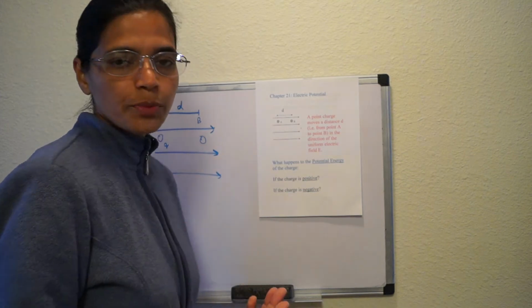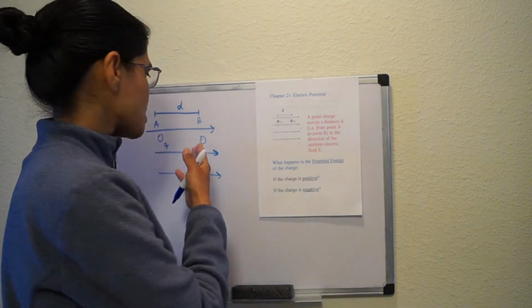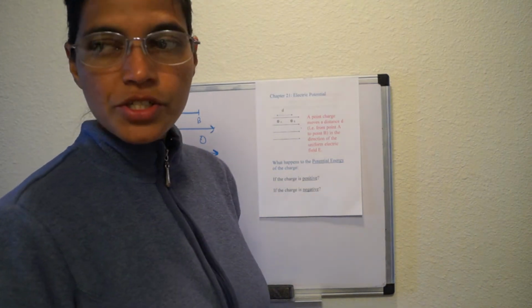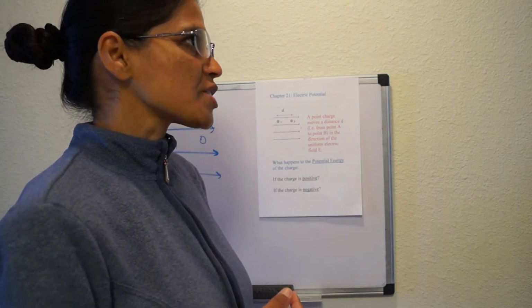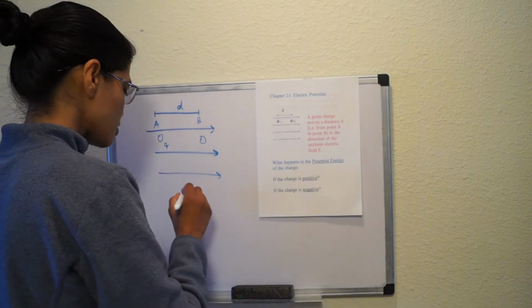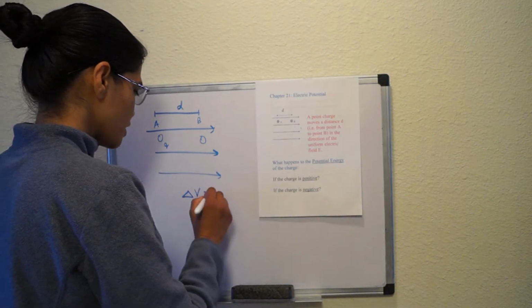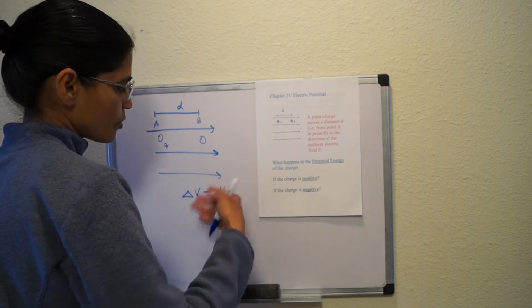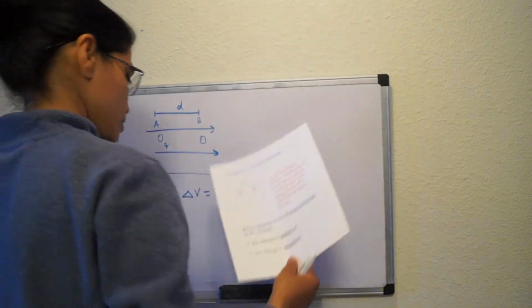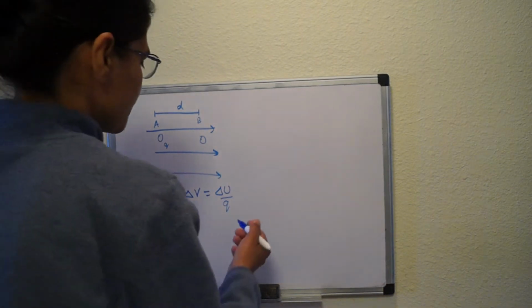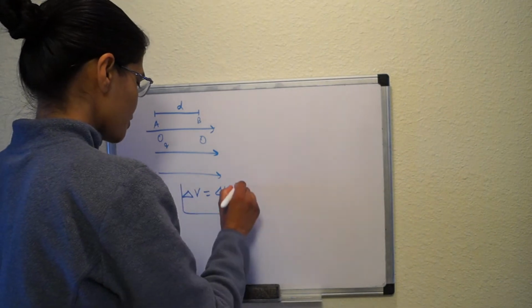basically the amount of potential energy that changes here, right? So the amount of potential energy needed to move a charge from one point to another point in a space is called electric potential, right? So we wrote delta V equal to delta U over Q, and this was the definition of the electric potential, right?